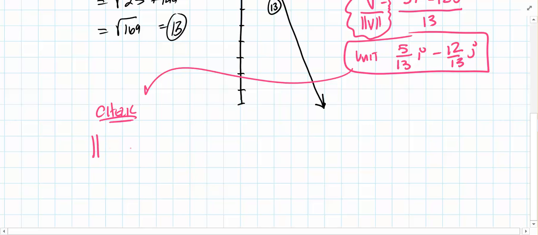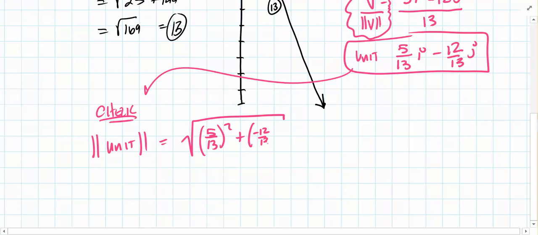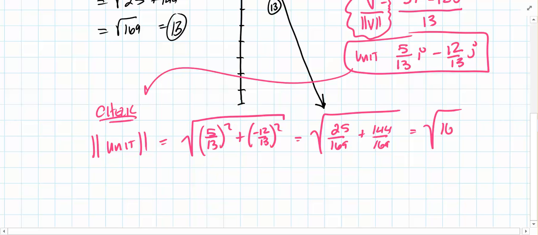What's the magnitude of our unit vector here? Well, it would be the square root of 5/13 squared plus a negative 12/13 all squared. That's going to give us the square root of 25/169 plus 144/169. Oh, look at that. Check it out. That's giving me the square root of 169 over 169. Awesome. That means we have 1.